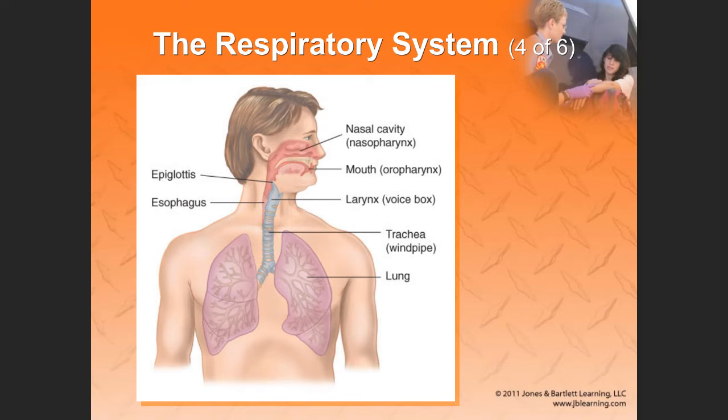The esophagus goes to the stomach, and the esophagus is posterior to the trachea or windpipe. So the trachea is anterior and goes to the lungs. The esophagus is posterior and goes to the stomach.